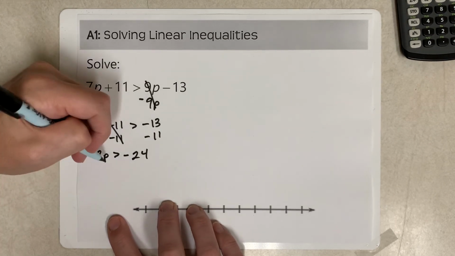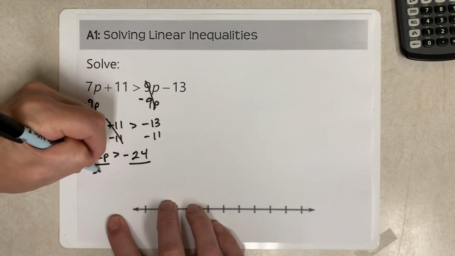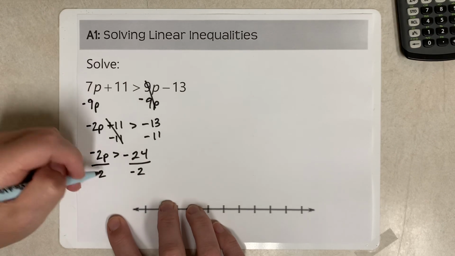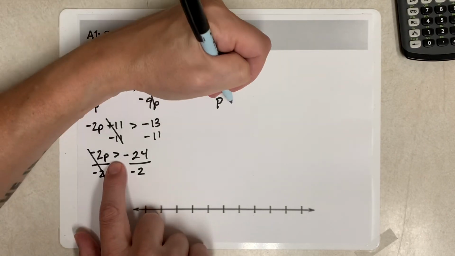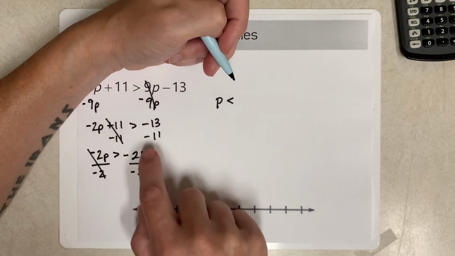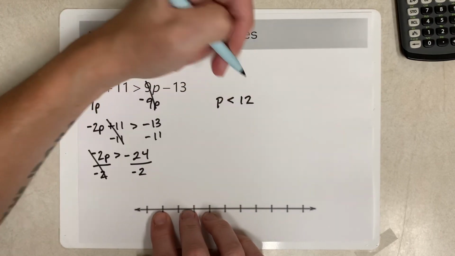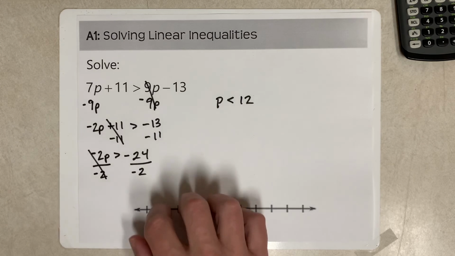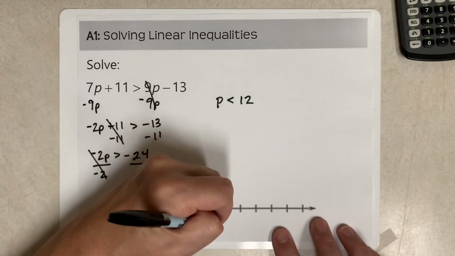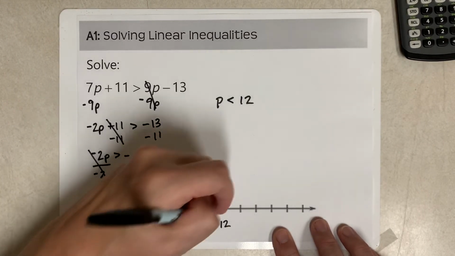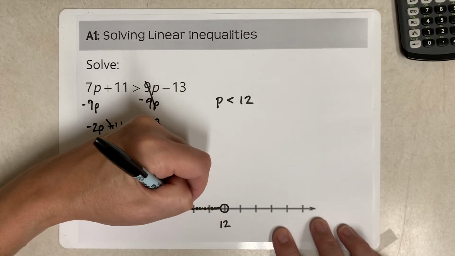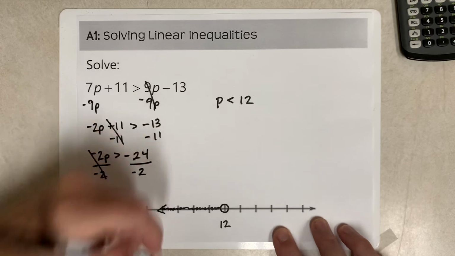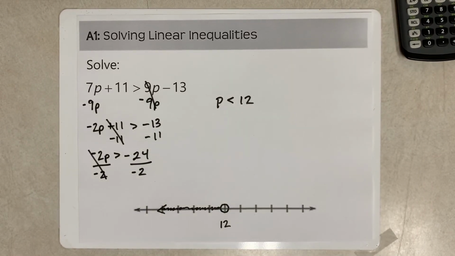Now I'm going to divide both sides by -2. And I'm divided by a negative, so what do I need to do? I need to flip the symbol. So that's going to be going this way now. And 24 divided by 2 is positive 12. Two negatives cancel. And so now I need an open circle at 12. And I could shade now to the left. And something like that. And then that looks good right there.